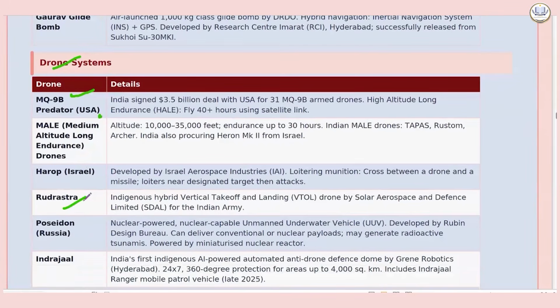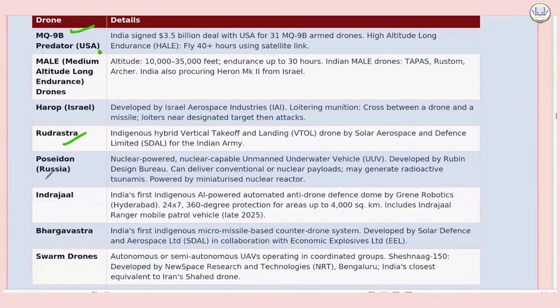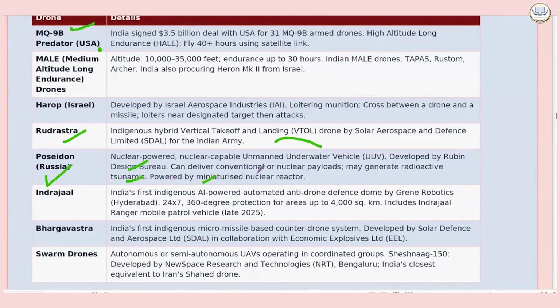Then Rudrastra, that is indigenous technology, a drone built by Solar Aerospace and Defense Limited for the Indian Army. And we have Poseidon of Russia, which is a nuclear-powered, nuclear-capable unmanned vehicle developed by Rubin Design Bureau. It may generate radioactive tsunamis powered by miniaturized nuclear reactors. It can carry conventional or nuclear payloads.